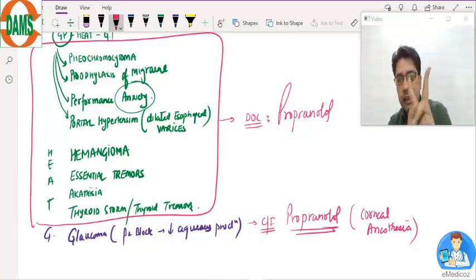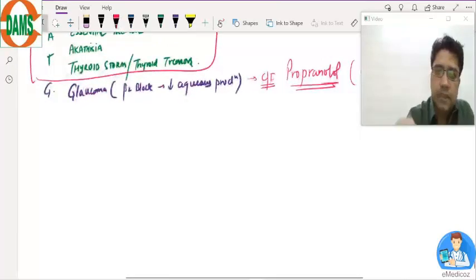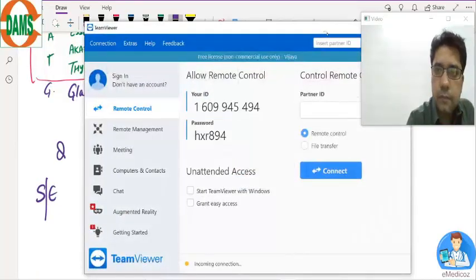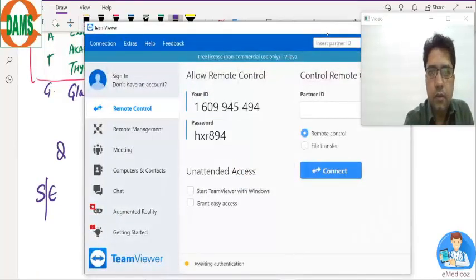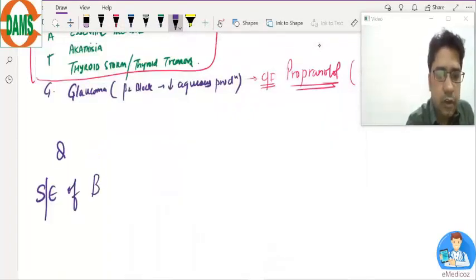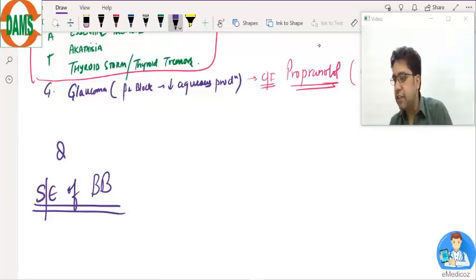Now let's write the last 2 points with beta blocker. First point, side effect of beta blocker. And last point will be special property of beta blocker. So let's talk about side effects of beta blockers. Very simple and very commonly asked question. Side effects of beta blocker.